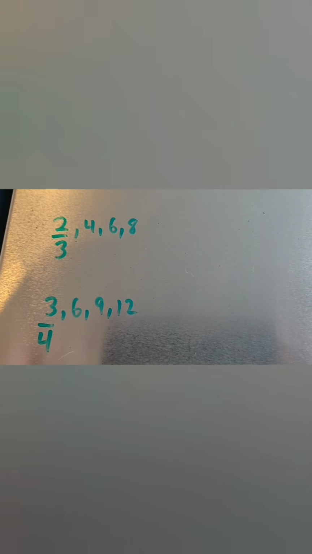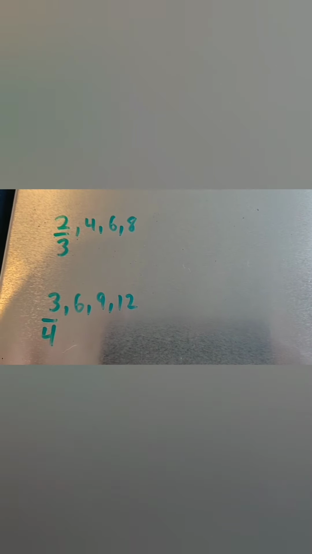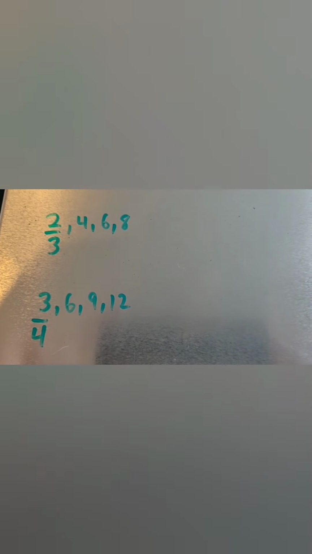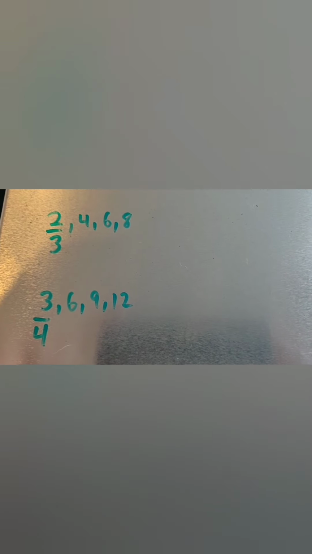Since we're working with the numerator, we're going to skip count. Our goal is to express these fractions as equivalent fractions with the same numerator. But the first step is to figure out what the common numerator should be. So the first thing I'm going to do is skip count the numerators. I'm going to take 2 and skip count: 2, 4, 6, 8. If I don't find a common numerator, I could keep going. Then I'm going to take the 3 in 3/4, and skip count: 3, 6, 9, 12.